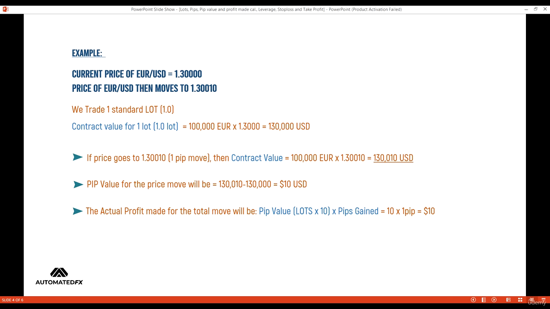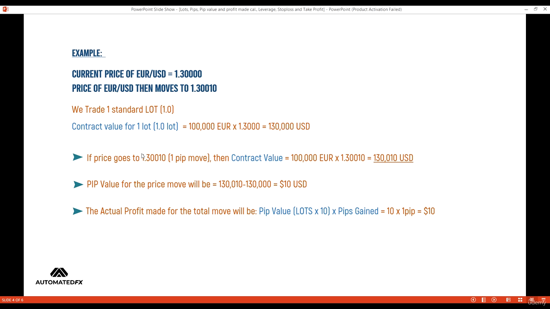Now the contract value for one lot will be equal to 100,000 of the base currency, which is euro in this example. Remember, it's Euro USD, and a standard lot is 100,000 of the base currency. So it's going to be 100,000 euro. Now the contract value will be 100,000 multiplied by the current price. That will be 130,000 USD. So we're going to need 130,000 USD to be able to fund this contract.